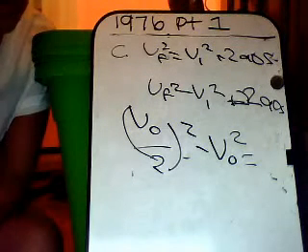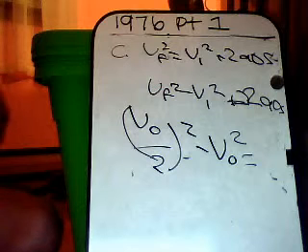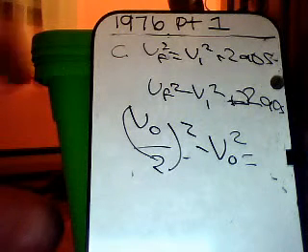Alright, this is Emily Ferreira, and I'm doing test corrections for 1976. This is part 1, and I'm doing C now because I have to do A and C for number 21, but I'm doing C first since I already started it.